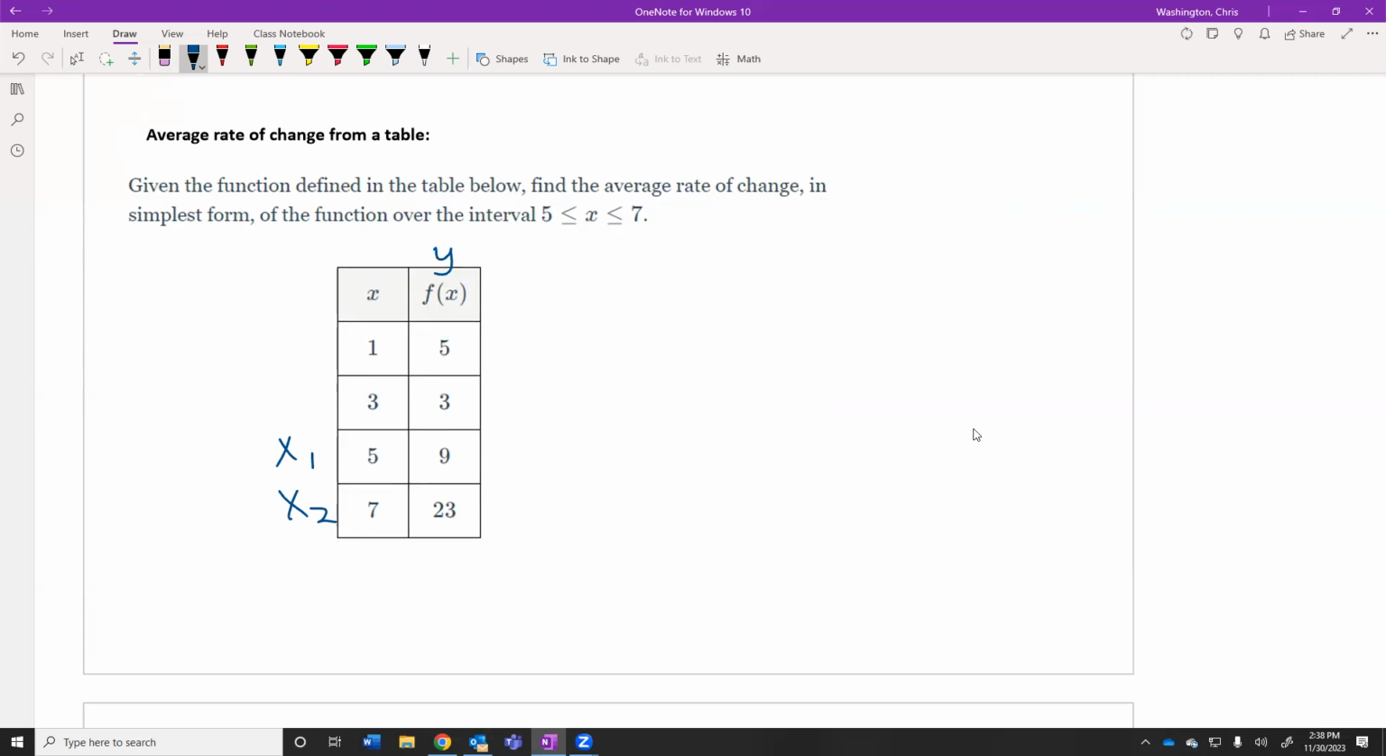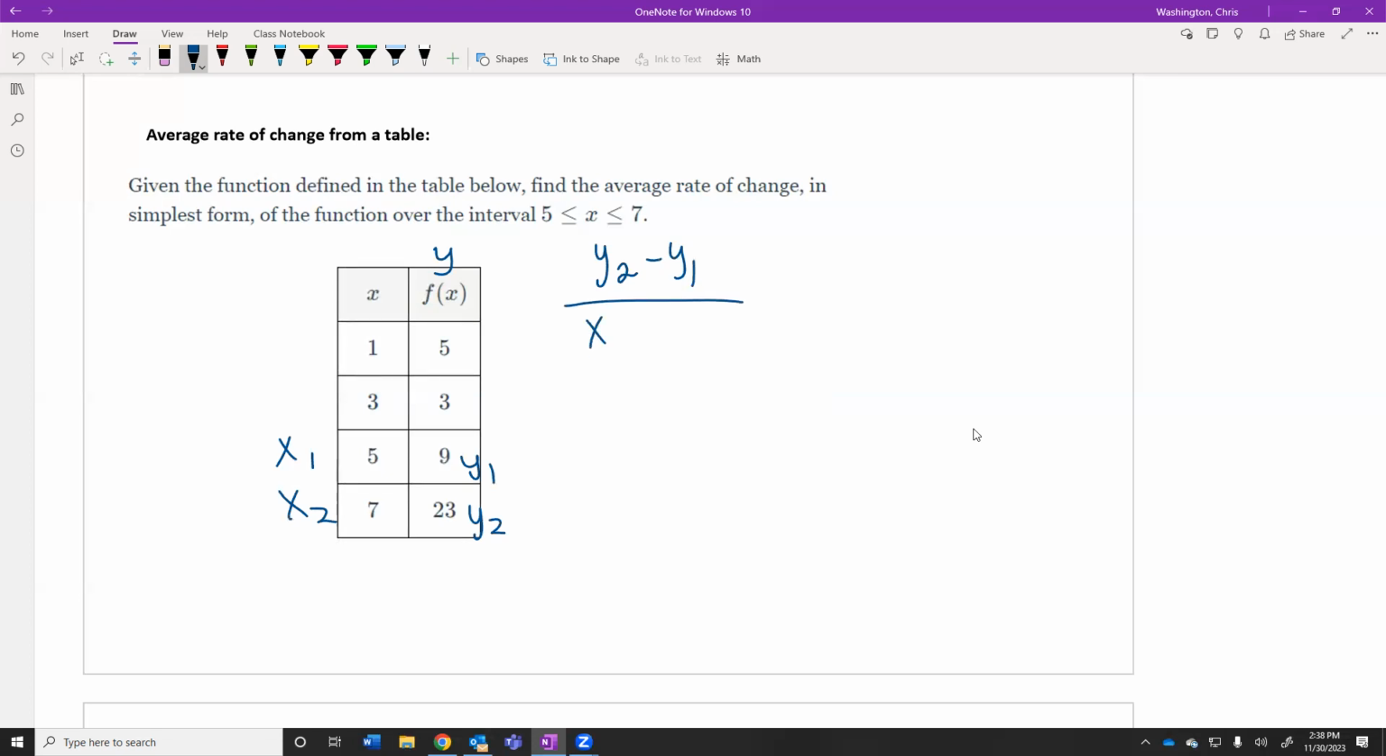If they give us a table, all we got to do is look at the table and find the x values, 5 and 7, and we automatically know what the y values are going to be. So y1 is going to be 9 in this case, and y2 is going to be 23. And if we can find the slope that connects those 2 points, we can determine what the average rate of change is. So we end up with y2 minus y1.